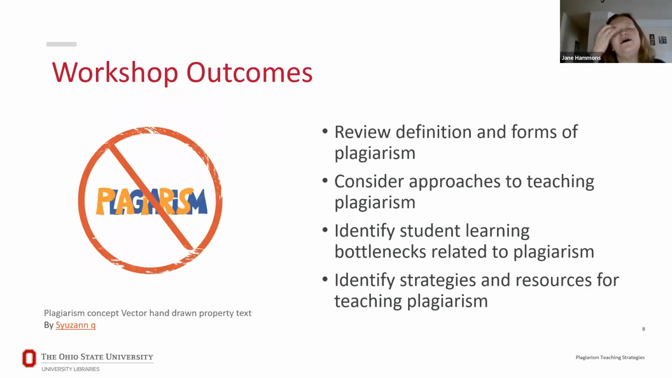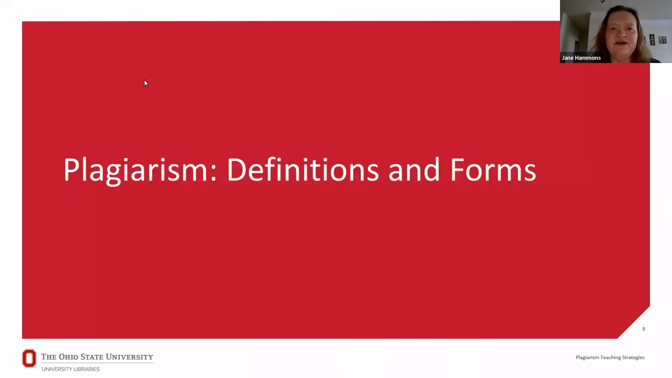So what we're going to be talking about today is we're going to just really quickly talk a little bit about definitions and forms of plagiarism. I'm not going to spend a lot of time on that, but we are going to think about some approaches to teaching about plagiarism. I'm going to talk about some of the reasons why students might plagiarize. So what are the bottlenecks or the issues that might lead a student to plagiarize? And then we'll think again about some teaching strategies and resources to help students understand more about what plagiarism is and how they can make sure to avoid plagiarism. So that's what we're going to be focusing on today.